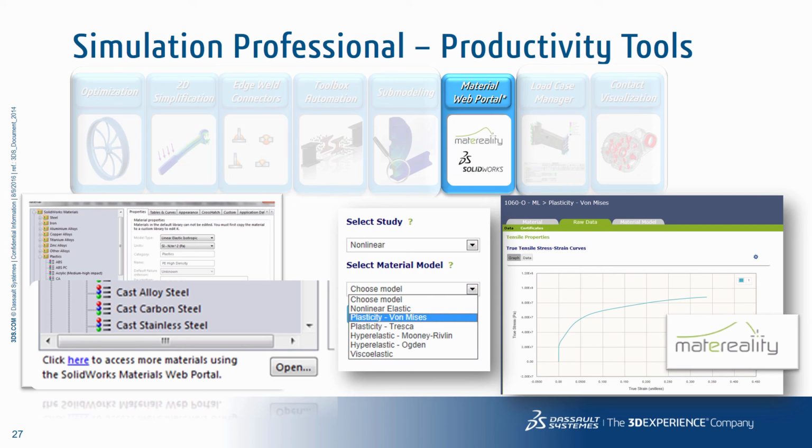Materiality, if you have Simulation Professional on subscription, you get a simple click here button. You can go search there on an online library of thousands of materials and then bring them right into SOLIDWORKS. Someone told me there's over 100,000 materials. I haven't explored them all, but obviously you can hopefully find a grade of material that's close to what you're looking for from a reliable source, not just a Google search. Also, if you get into nonlinear analysis or you're looking for SN curves for fatigue, you'll find that on Materiality as well.